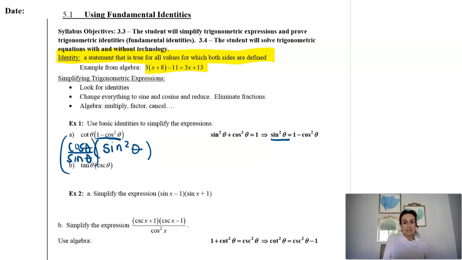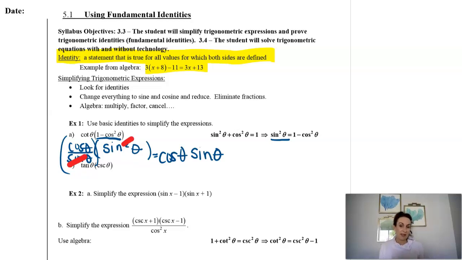And then you can see that the sine thetas are going to cancel with each other, and that's going to leave you just cosine theta sine theta. So another way to write this expression that equals the same thing is sine theta cosine theta. You don't have to write the cosine theta in front, but I will. Sine theta cosine theta, or cosine theta sine theta. All right, example number 2.